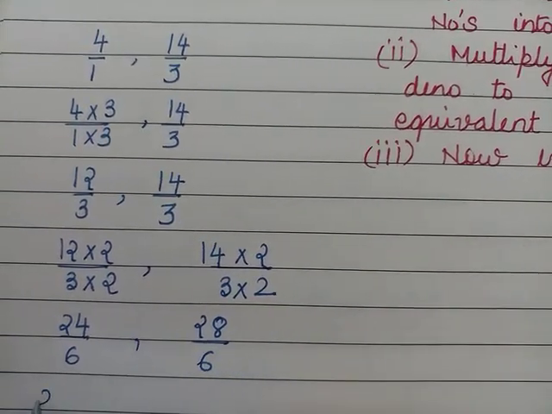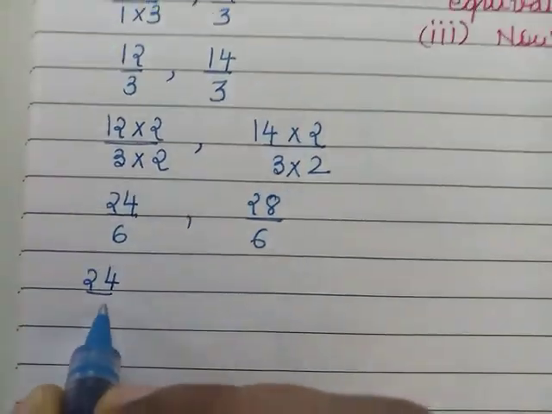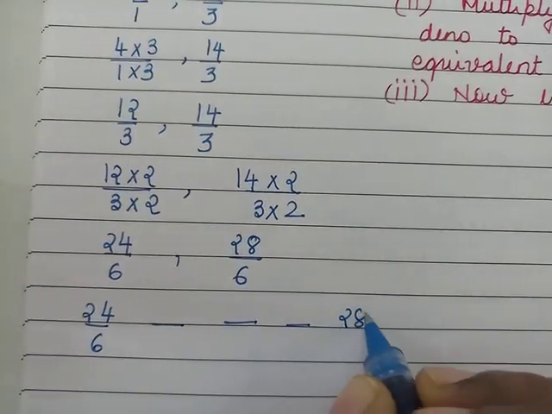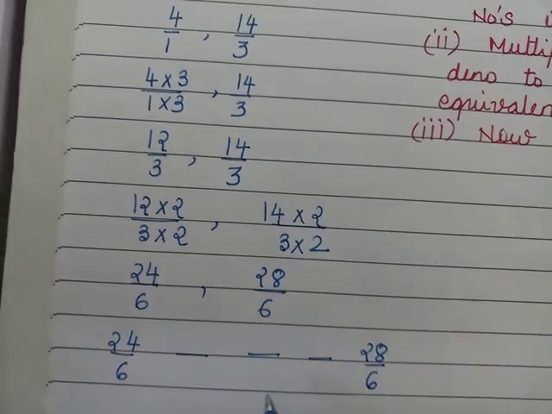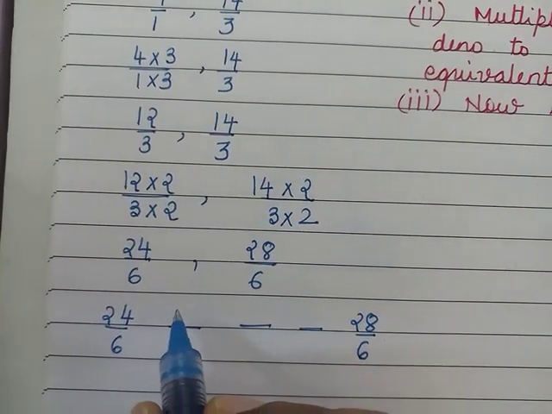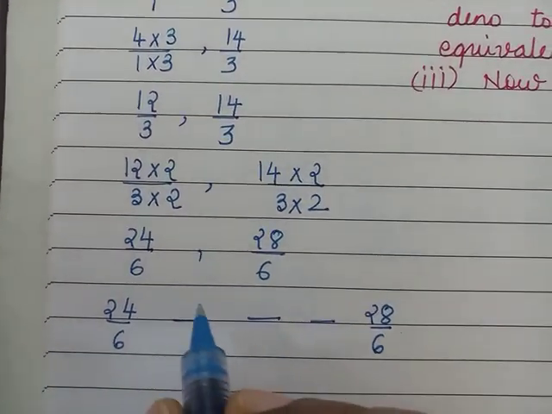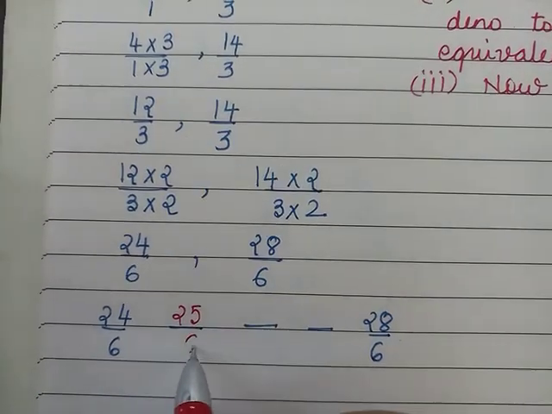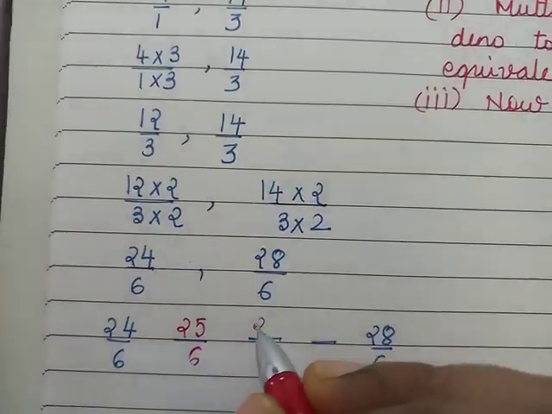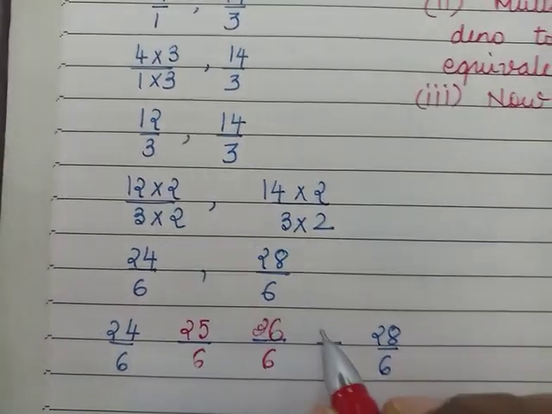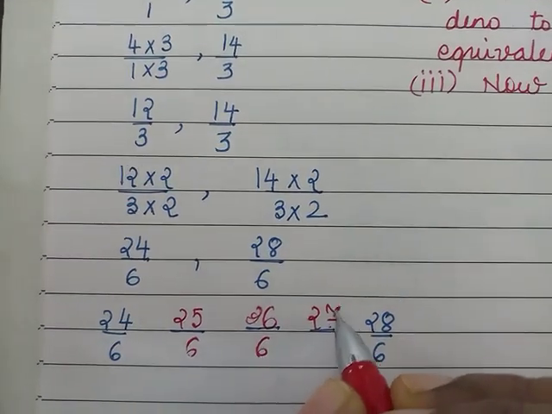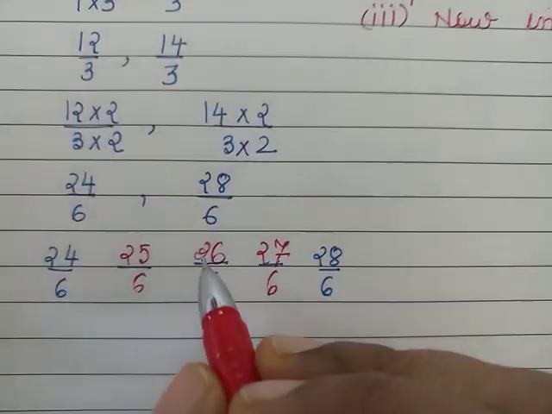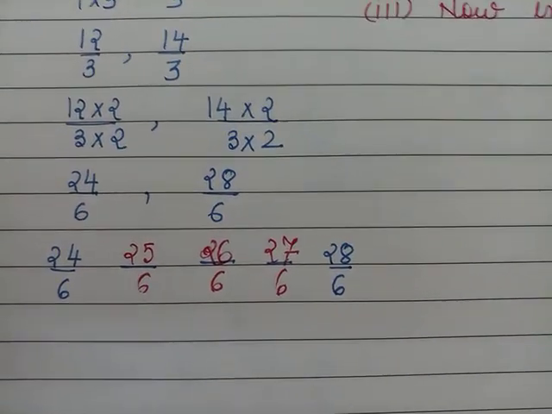Now can we insert 3 in between them? So it will become 24 by 6, then we have to insert 3, and the last is 28 by 6. Now we insert 3 rational numbers between them. So what will it become? It will become 25 by 6, 26 by 6 and 27 by 6. This way I have inserted 3 rational numbers between the 2 given rational numbers.